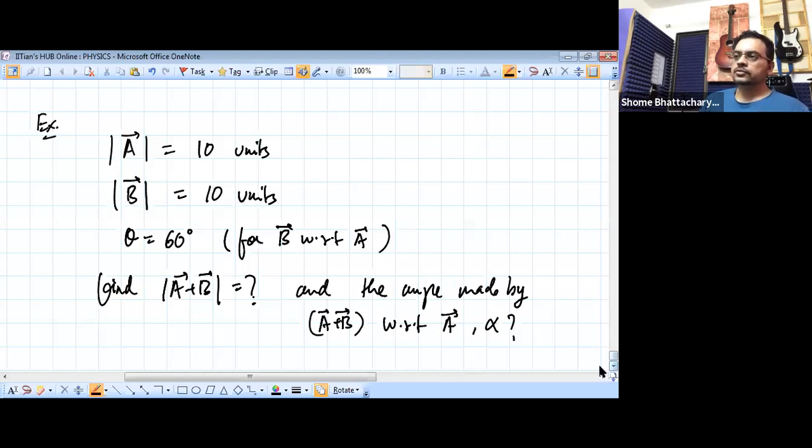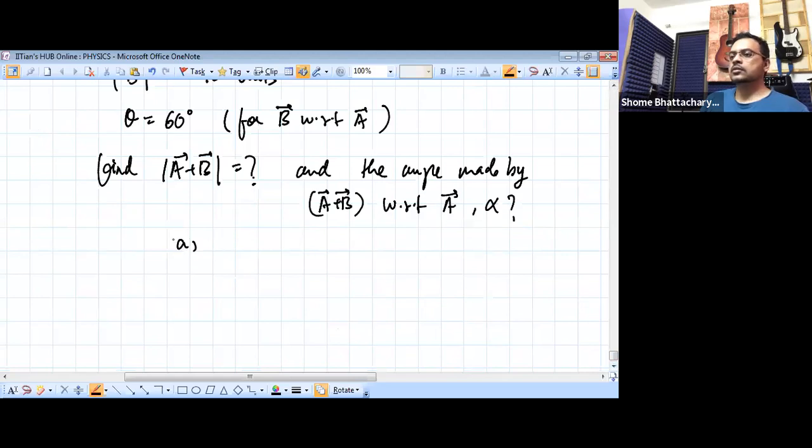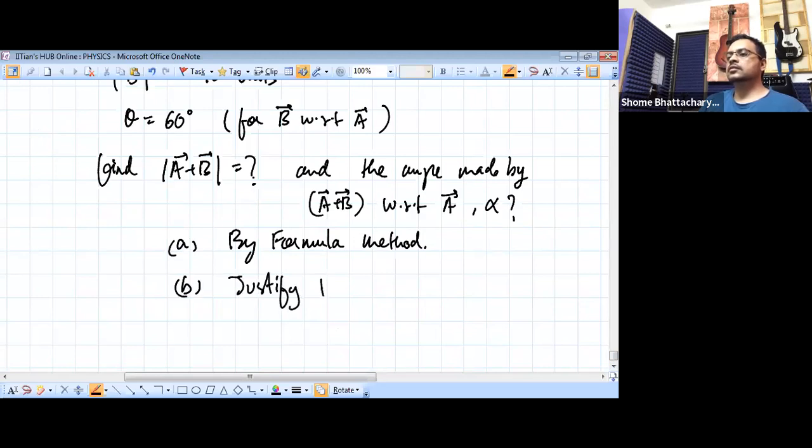Okay. So what we do is, by formula method, and secondly, we will justify the result geometrically. So second part जो हम करेंगे, that is only for our satisfaction. The solution of the problem is done in the first part by formula based method.